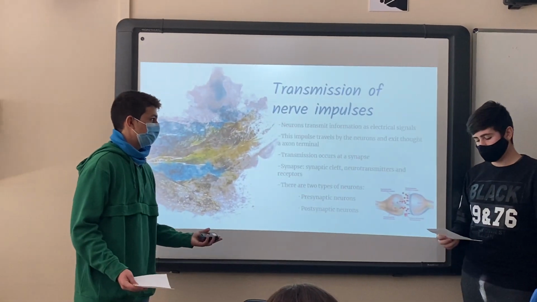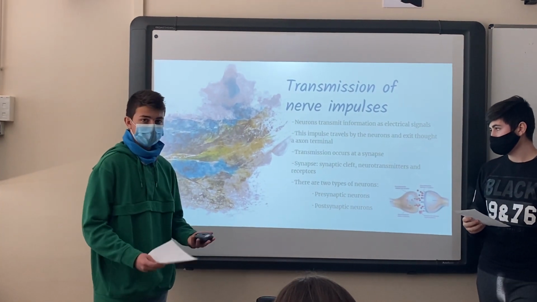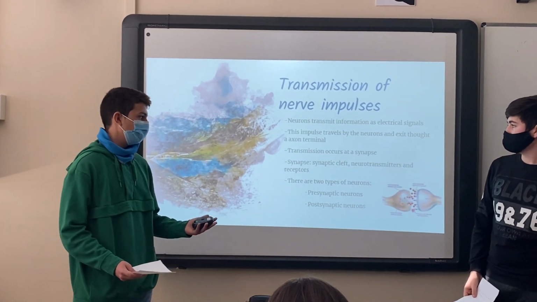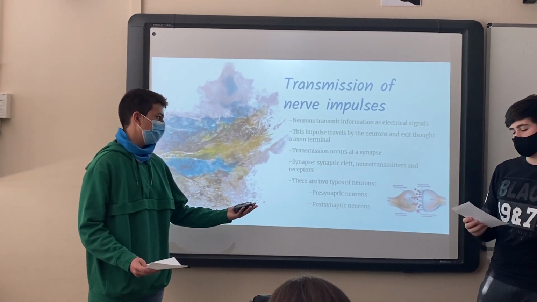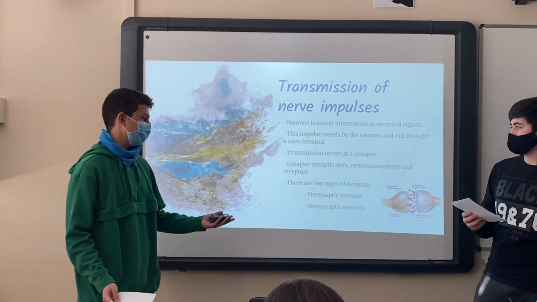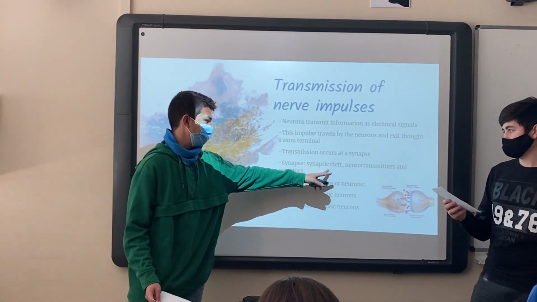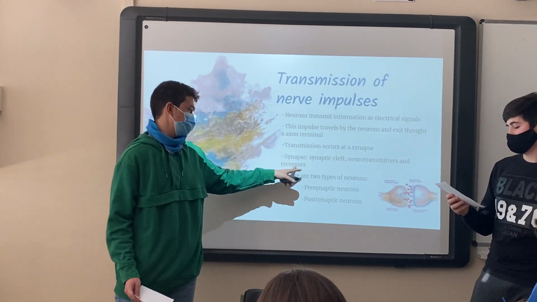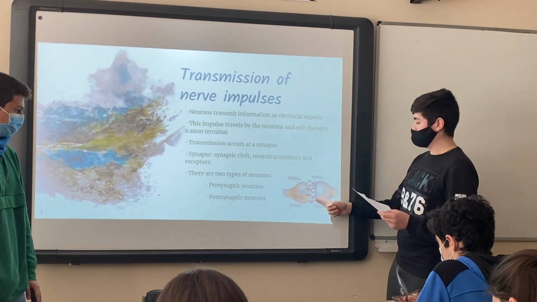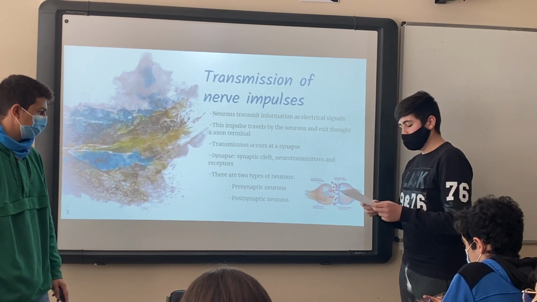Well, finally, we have the transmission of nerve impulses, that is neurons that transmit information as electric signals. This impulse travels through the neuron and exits through the axon terminal. This transmission occurs at a synapse. These synapses involve the neurotransmitters and the receptors. When the synapse occurs, as you can see here, it is not connected. It has a small cleft called the synaptic cleft.